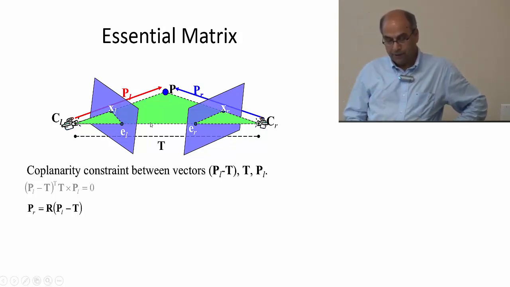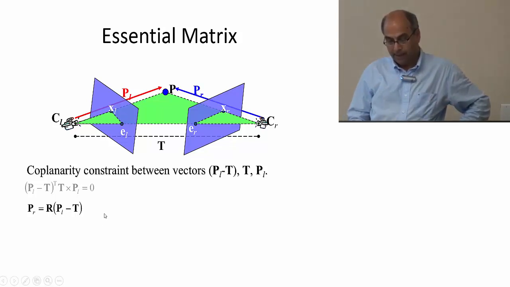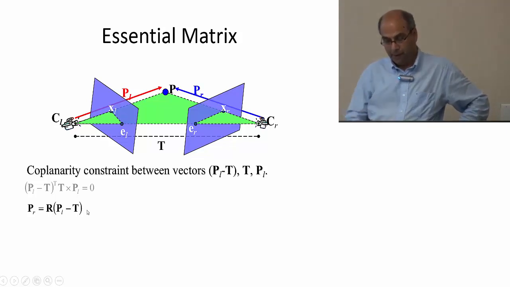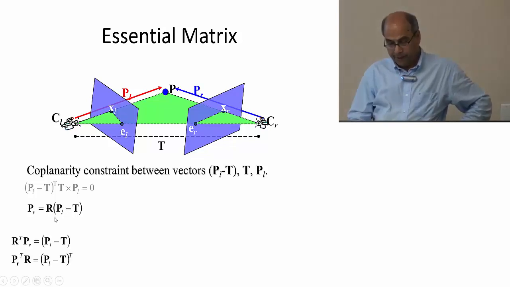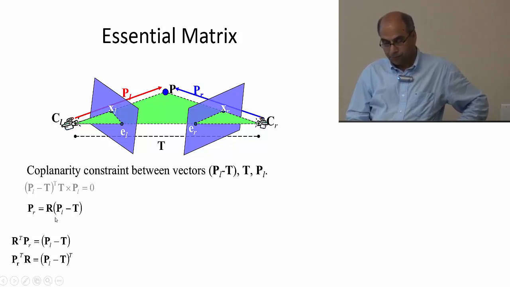So now we have these two things. One is that these lie in a plane, and the other is that we can relate the PL with PR in terms of a rotation matrix and also the translation. Okay? So from here, we can simplify this.